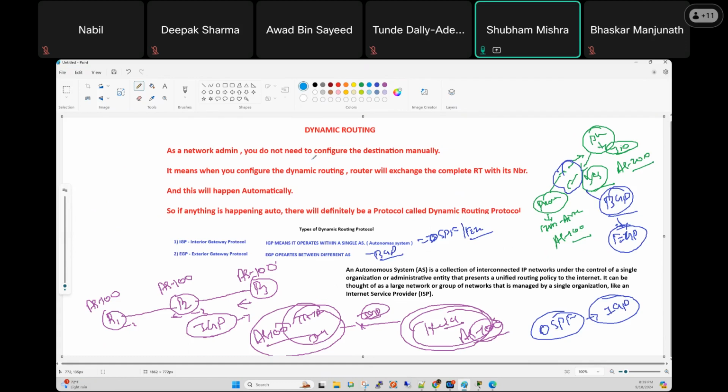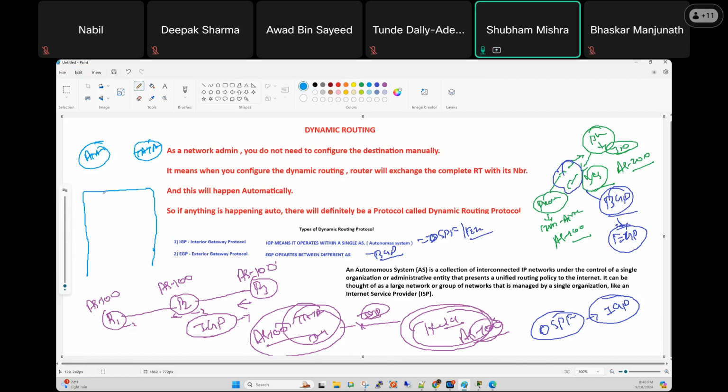Getting my point? Whenever you have a requirement, you configure the static routing. For example, let's suppose this is my Airtel router and this is my Tata router, and these are my ISPs. Here Airtel and Tata are using BGP. This is not my matter. Let's suppose this is my company network.